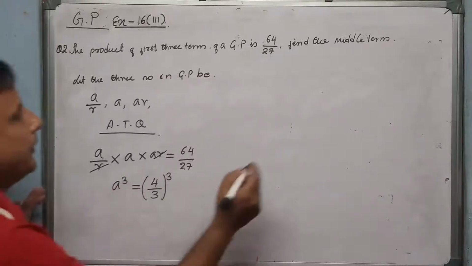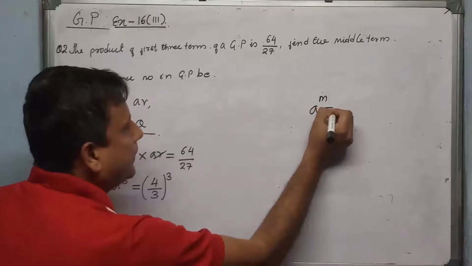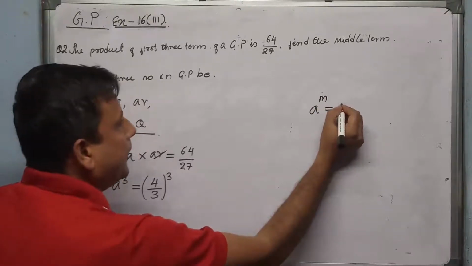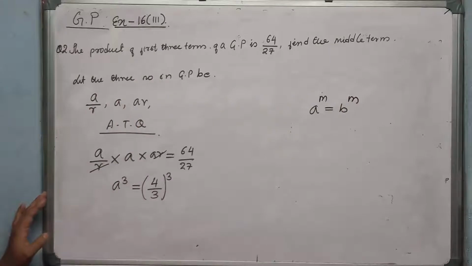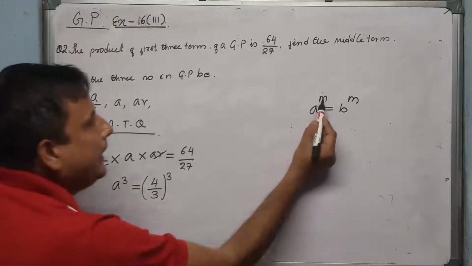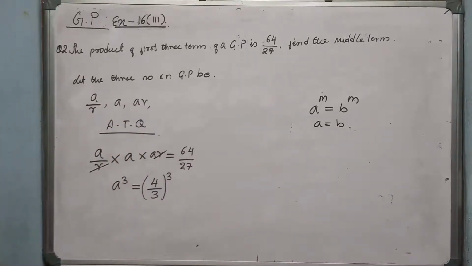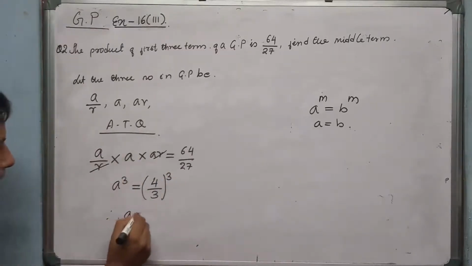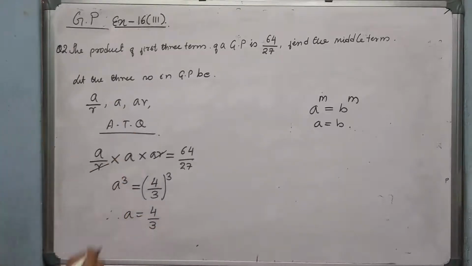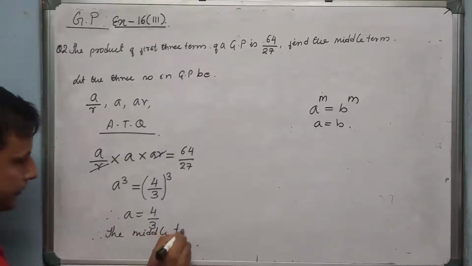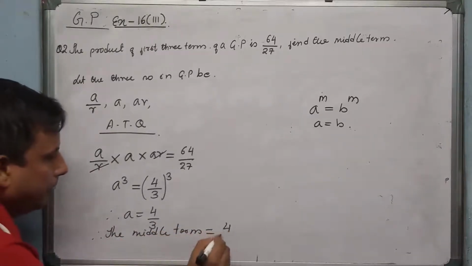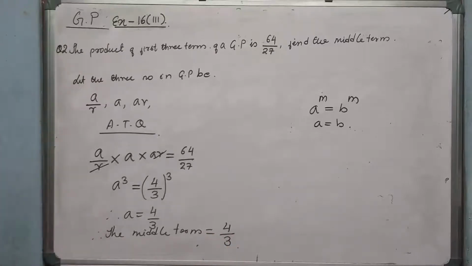Now according to the law of indices, if a to the power m is equal to b to the power m, if the index is the same, we can write the bases as equal. You did indices in class 9. Using this property, A cubed equals 4 by 3 to the power cube, so the cubes get cancelled. Therefore A is equal to 4 by 3. Therefore the middle term is 4 by 3. This is the required answer and this is important for 2 marks.